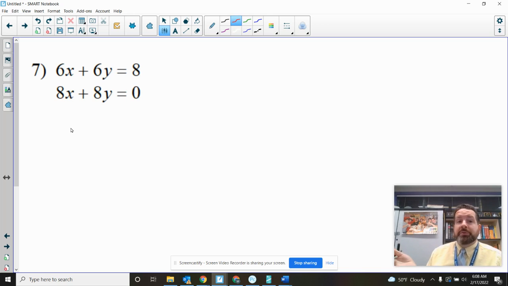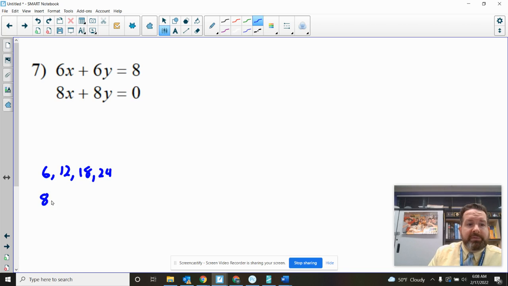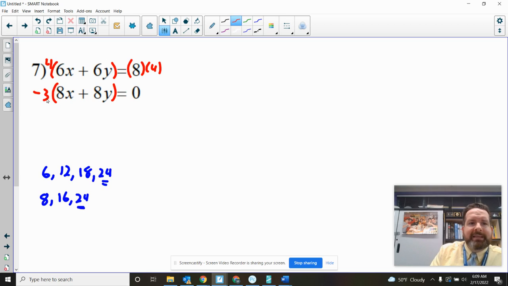If you want to keep your numbers smaller, you can notice that, hey, the least common multiple of 6 and 8. So if I look at my multiples of 6 and my multiples of 8, they line up at 24. What that means is I can keep my numbers a little smaller if I just multiply the top equation by 4 and then the bottom equation by negative 3. Let's take a look at how that would play out.